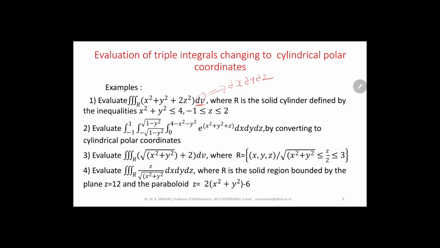So see the last problem. Triple integral over z by root x square plus y square dz dx dy, where R is the solid region bounded by the plane z is equal to 12 and this paraboloid. It is the same paraboloid as before: z is equal to 2 times x square plus y square minus 6, and z is equal to 12.